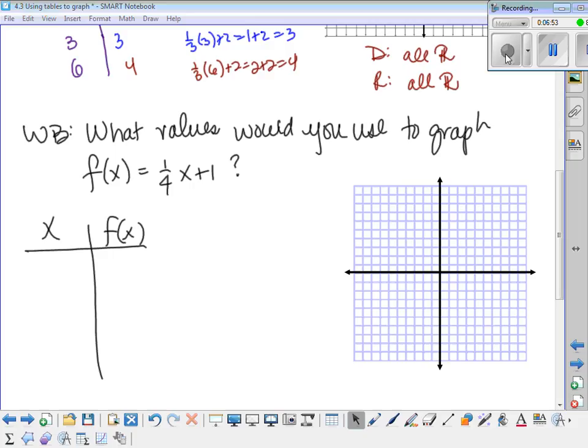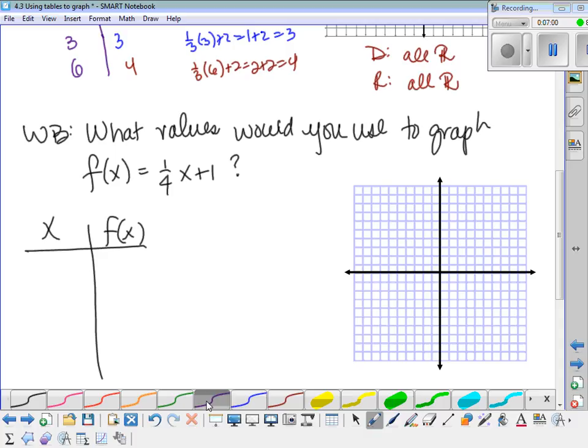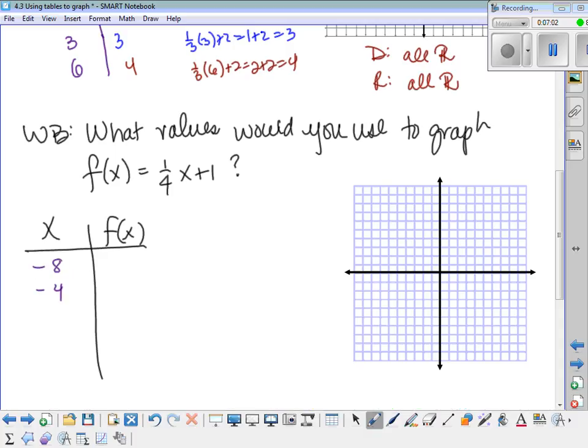Okay, multiples of what number? Multiples of 4, right? That way we don't end up with the fraction. So we have -8, -4, 0, 4, and 8. All right, plug those in and see what you get. Plug those in and fill in the other side of the table.